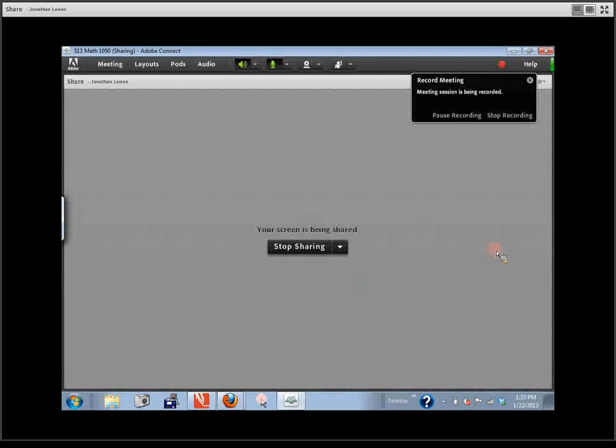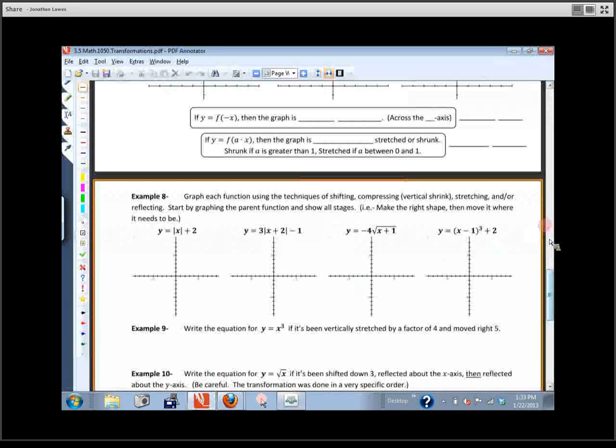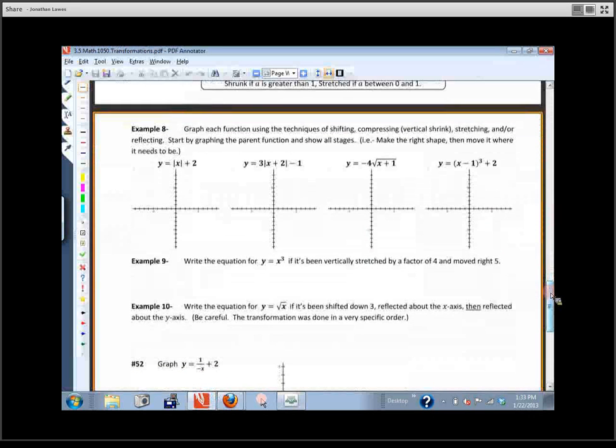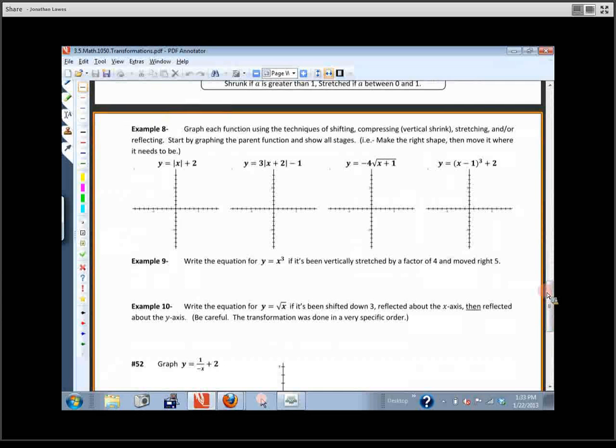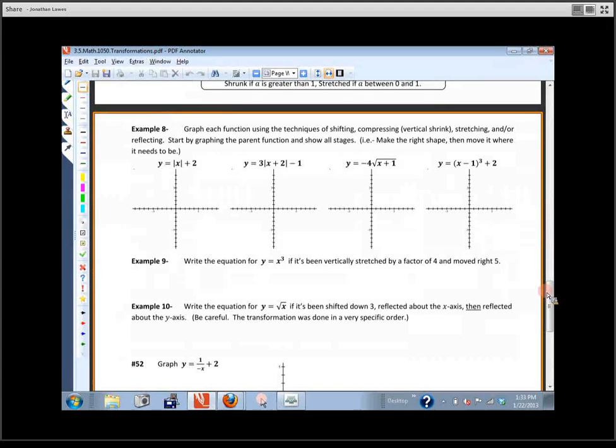Okay. All right, then let's take a look at this example right here. Now, some of these horizontal stretches and shrinks, you can see. Some of them you can't. We'll try and play around with this and do a couple examples where we're sure that you can. So this one says graph each function using the techniques of shifting, compressing, vertical shrinking, stretching, and or reflecting. Start with the parent graph and show all the stages. Make the right shape, then move it where it needs to be. That's kind of what we're after.